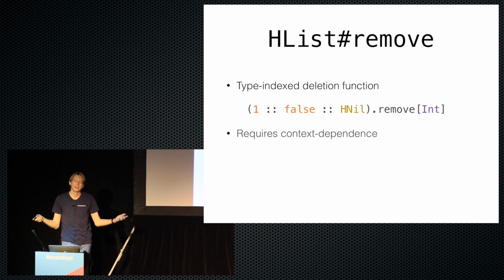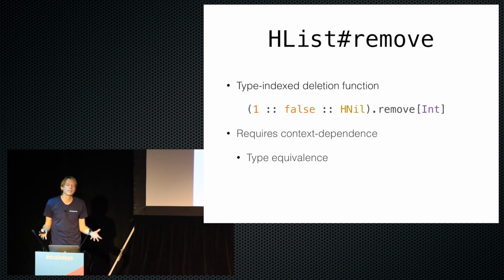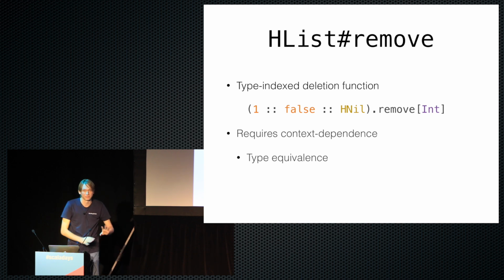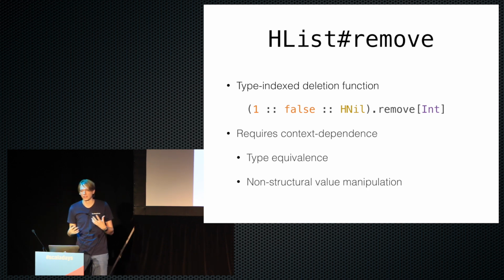And clearly, this function is going to need to be context dependent, right? We're doing type equivalence here. We're given an int type, and we're trying to look for all of the instances of that. And if it's not an int type, we want to not do something with it. There's a sort of a non-structural thing that's going on here, right?